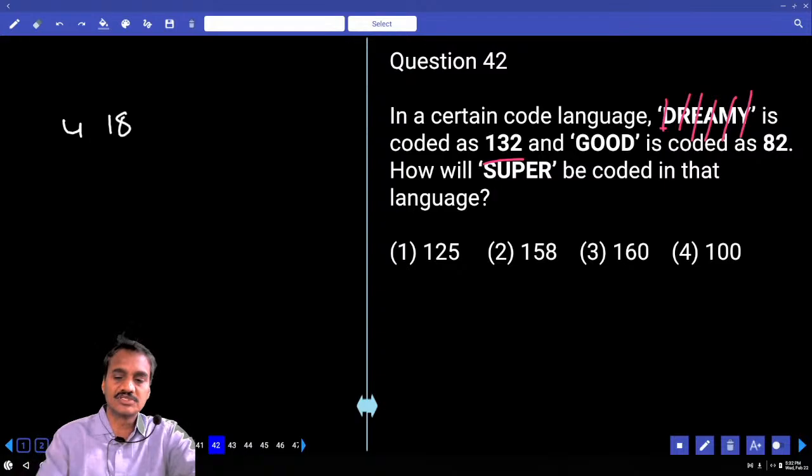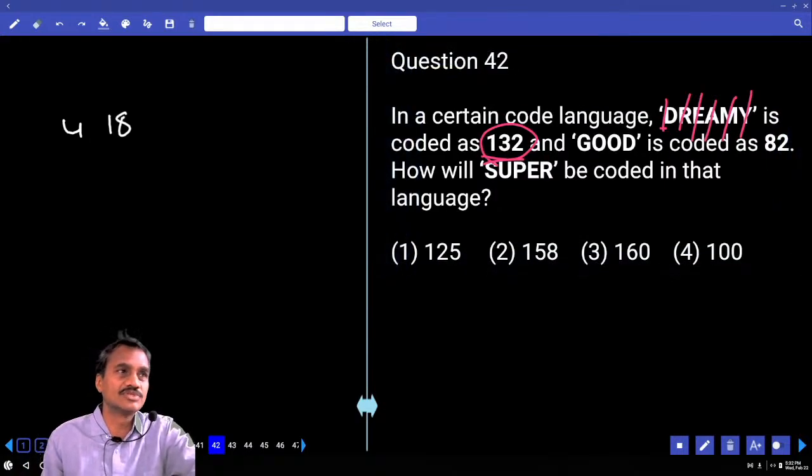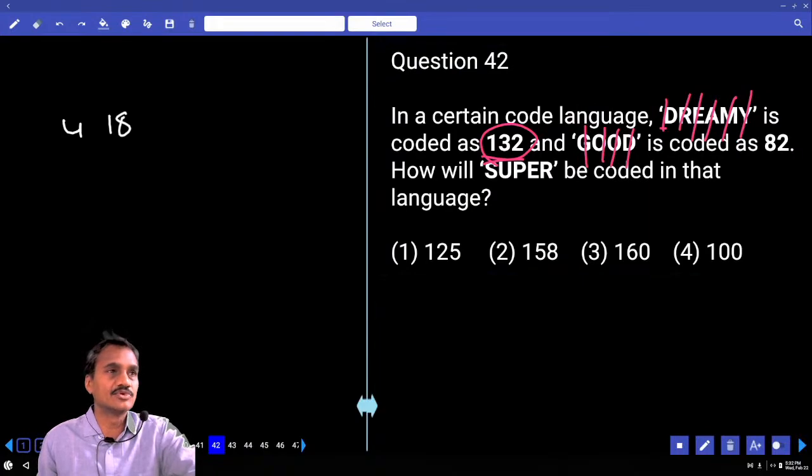66. Now how does 66 become 132? It is multiplied by 2. Now the sum of the place values into 2. And similarly, good. 15 plus 15 is 30. 37 plus 4 is 41, into 2 is 82. Sum of the place values multiplied by 2.